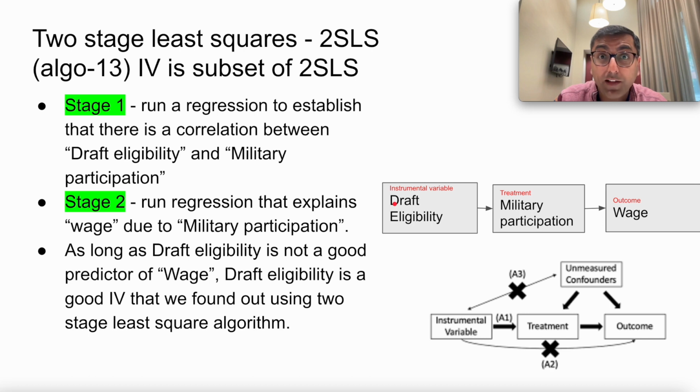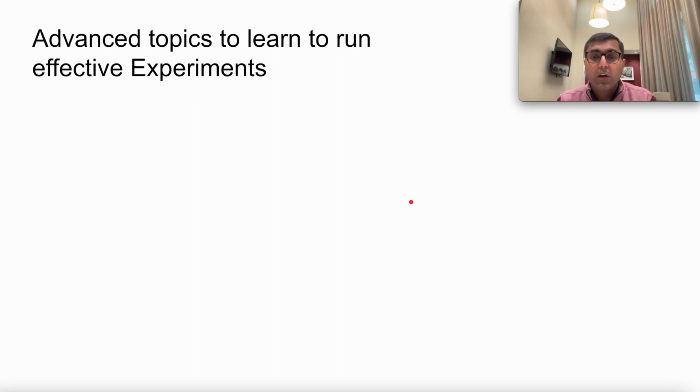So far we've covered 12 algorithms. This is the 13th one. So this is two-stage least squares. You can quickly find out what the instrumental variable is with this technique. With this, I'll conclude and share that this is just an overview of how experiments can be designed, and what are alternate ways in which you can get to causal outcomes if you can't run experiments.